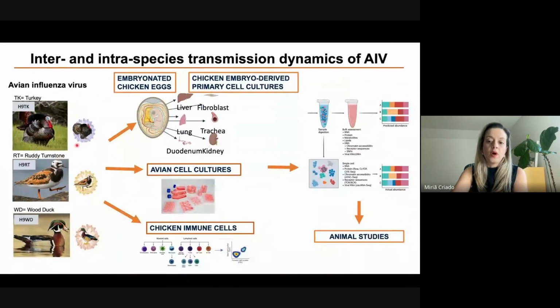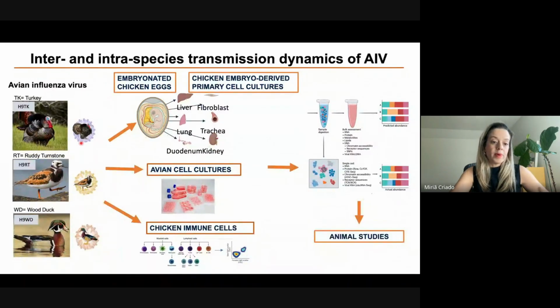Here are some examples. We have been working with different subtypes. We have a lot of interest in H9 from turkey because it's a low pathogenic virus. Although this virus cannot be classified as highly pathogenic, it has really important implications, not only in agriculture, because it can affect poultry, decreasing egg production and also causing some disease and some mortality. And there is a possibility that it can adapt to other hosts, including humans.